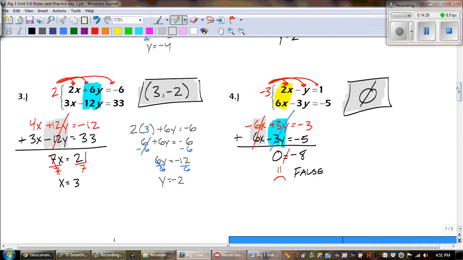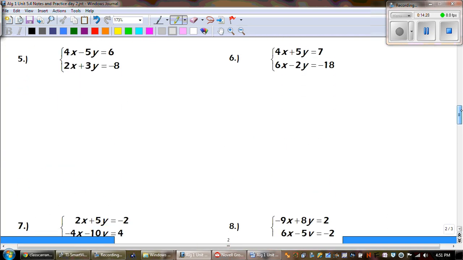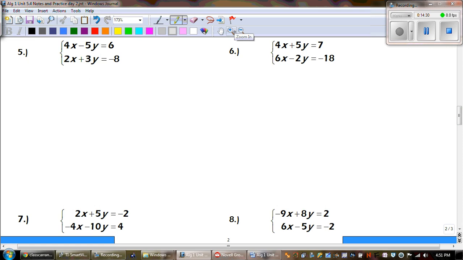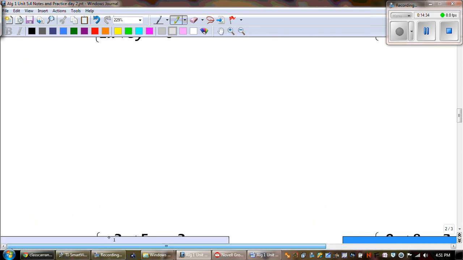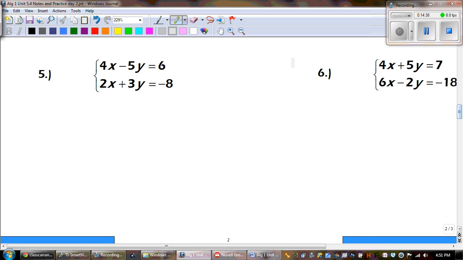So that's the first side. Let's flip it over. We'll do 2 of these together, and we'll do 2 on your own. Let's do number 5.